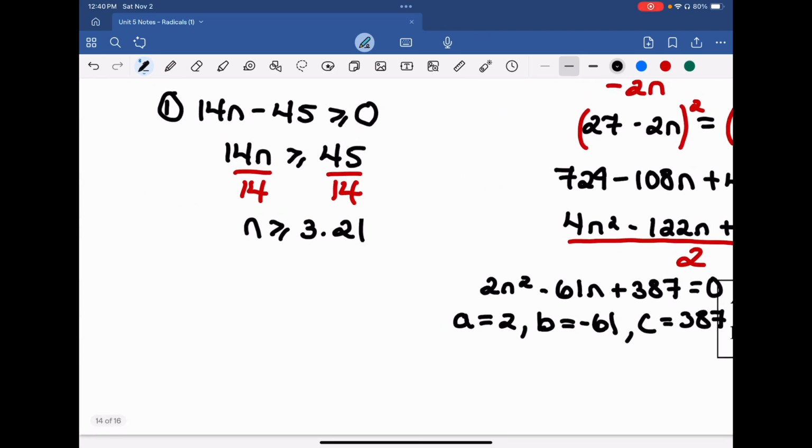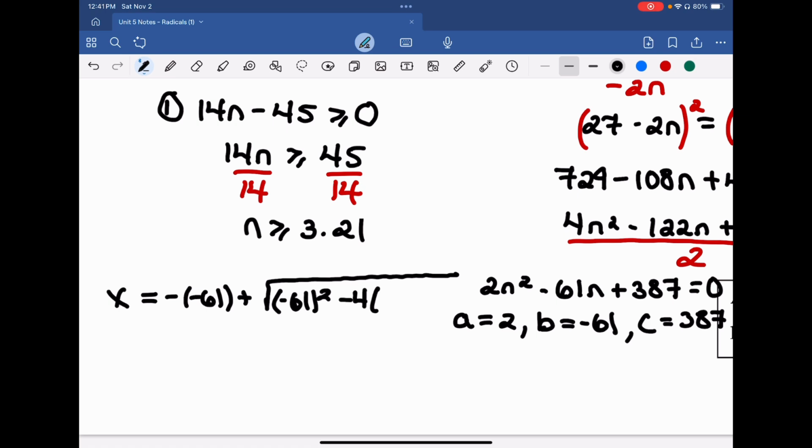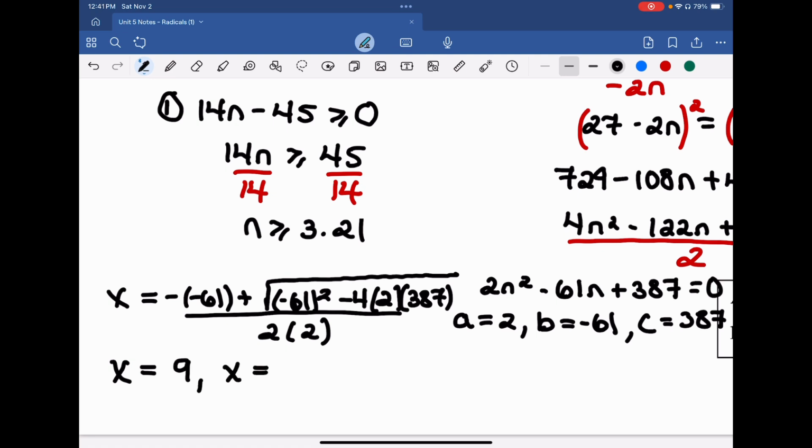There we go. Okay, now plugging this into the quadratic formula, we get that x is equal to minus the negative 61, which is the b value, plus or minus the square root of negative 61 all squared, minus 4 times the a value, which was 2, times the c value, which is 387. And then this is all divided by 2 times 2, which is the a value. Perfect. The two x values you get out of this when you calculate the plus and minus versions are either x equals 9 or x equals 21.5.